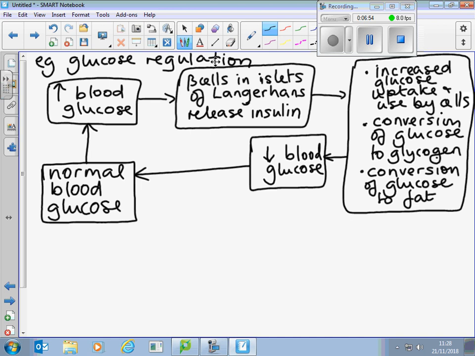So in somebody who doesn't produce insulin, and that would be type 1 diabetes, they don't make insulin because they've not got the beta cells, because the body's destroyed them. In type 1 diabetes, it's an autoimmune disease, and the body actually destroys its own tissues.